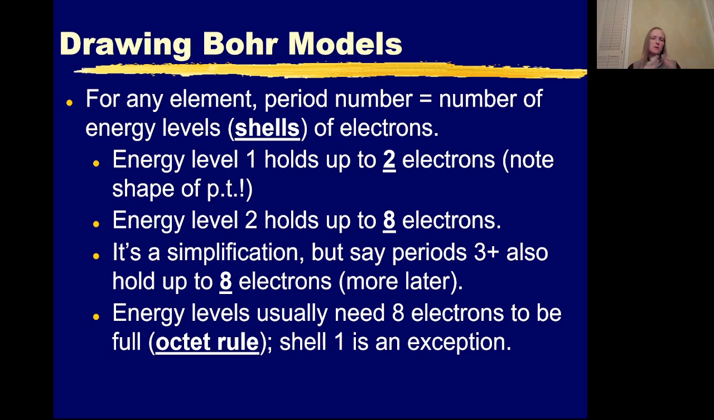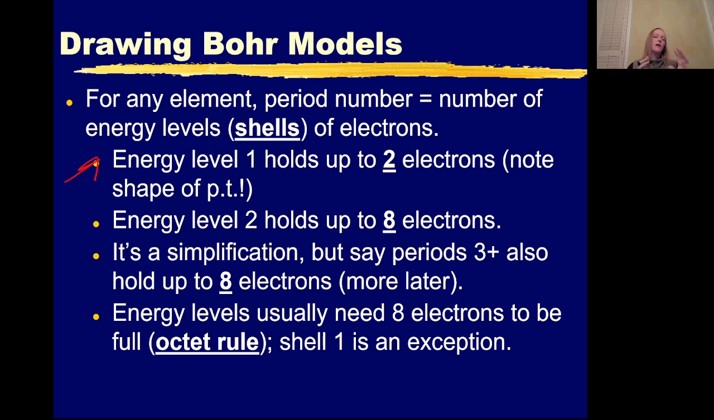But 8 is a special number when it comes to electron configurations because an energy level is considered full with 8 electrons. The exception to that is energy level 1, which is full with just 2 electrons. That first energy level is very close to the nucleus. It's not big enough to hold more electrons.